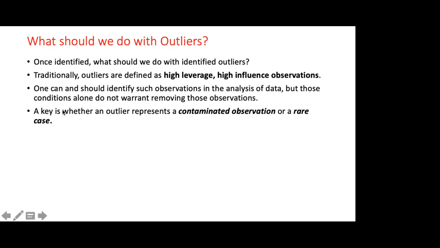Okay. And therefore, in deciding what to do with outliers, it is very important to find out: is that a contaminated observation? Is that an erroneous observation? Did something go wrong? Or is it just a rare case? A rare case is a valid observation. Nothing was wrong with measurement or whatever, right? It's just a rare case.